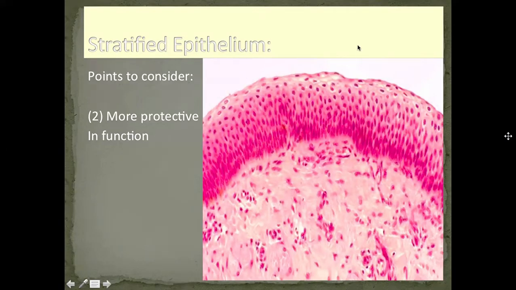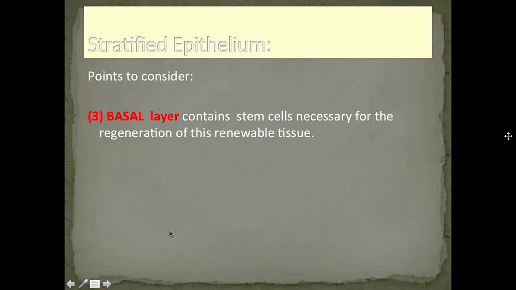Okay, so if there's an offending agent here, it's quite difficult for that agent to go in. So that's why it is a very protective type of epithelium. Another point to consider in stratified epithelium is that the basal layer contains the stem cells necessary for the regeneration of this renewable tissue.